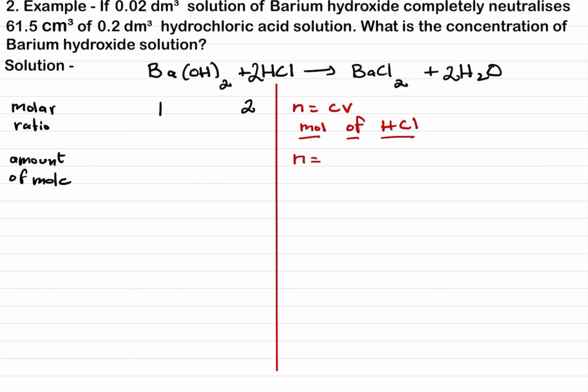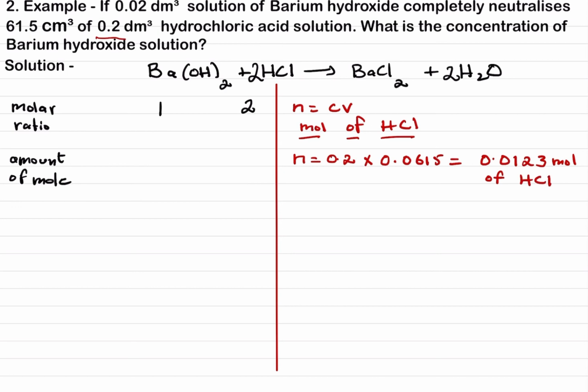The C is given as 0.2, unit decimeter cube, so we don't have to convert it. The volume is 61.5 centimeter cube, so we have to convert it into decimeter cube. So let's do that: 0.0615. How did we convert it? We converted it by dividing by 1000. When we divided 61.5 by 1000, it converts into 0.0615. The unit changes to decimeter cube. So this will be equal to 0.0123 mole of HCl. So remember this.